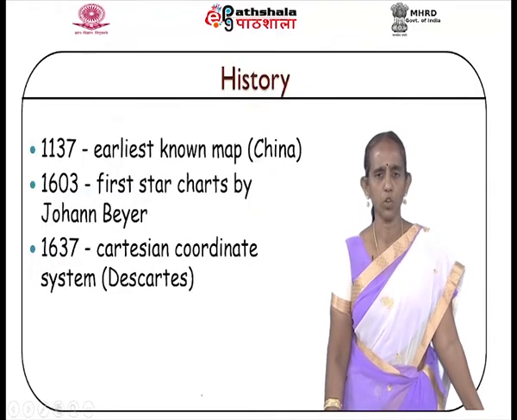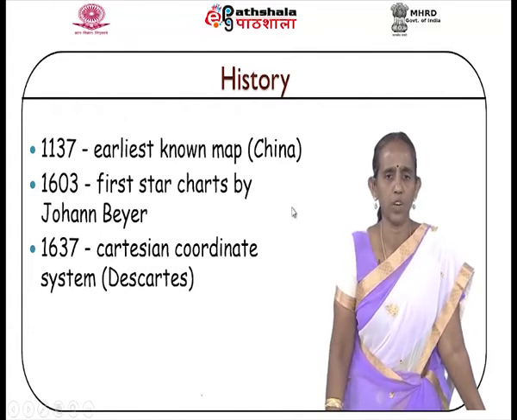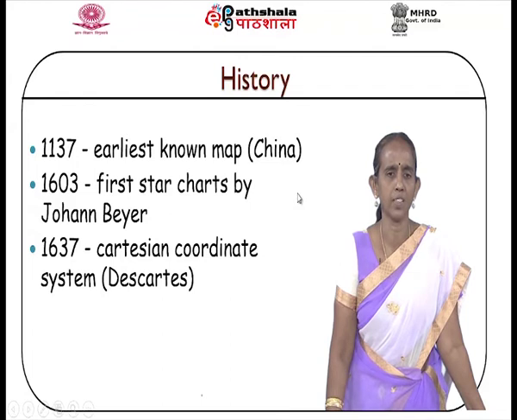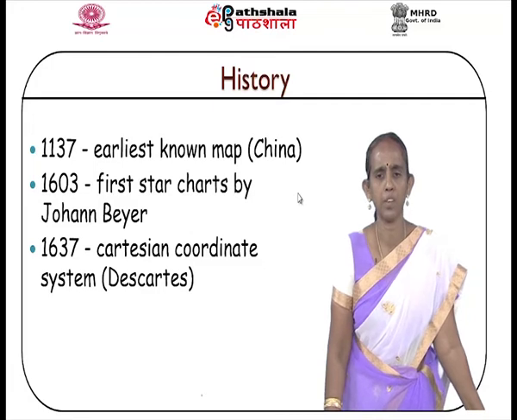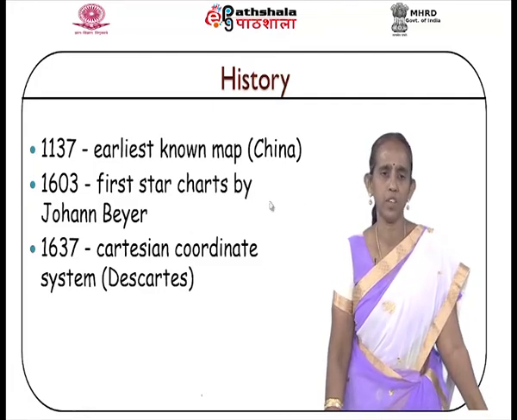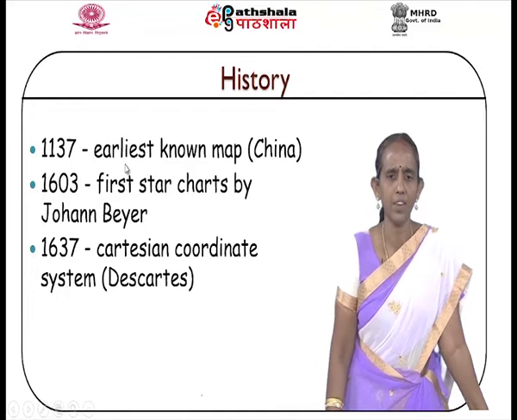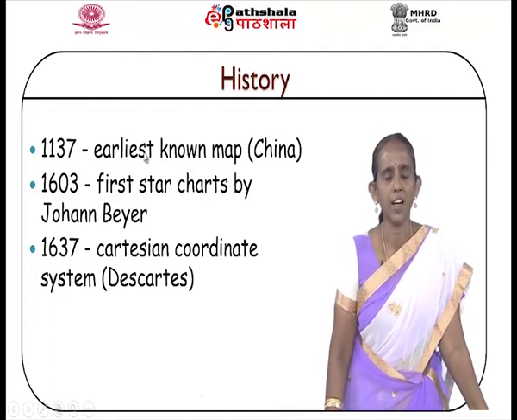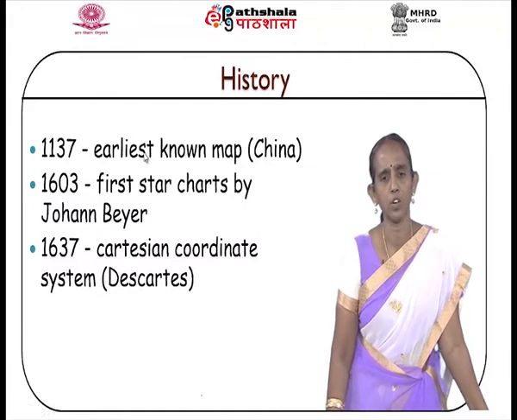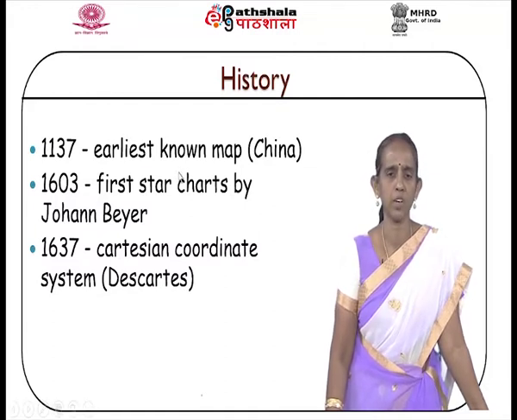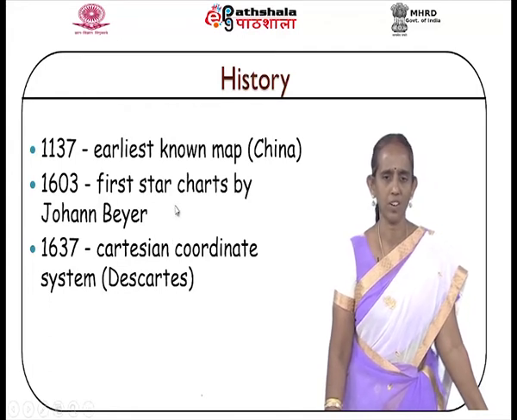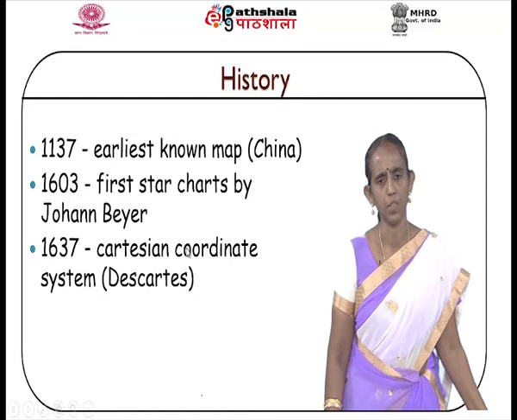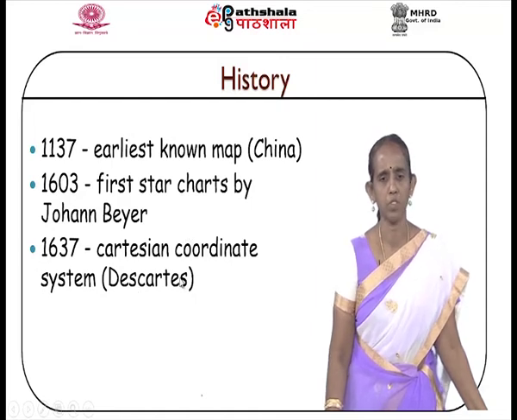Next is the history of visualization. It started in the year 1137, when the earliest known map was introduced. China was represented in the form of a map around 1137. Later, the map was extended into a star chart, represented by a person named Johann Bayer in the year 1603. And in the year 1637, it got extended into a Cartesian coordinate system. Descartes is the person who invented this.